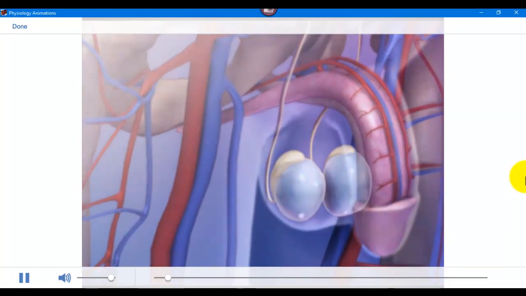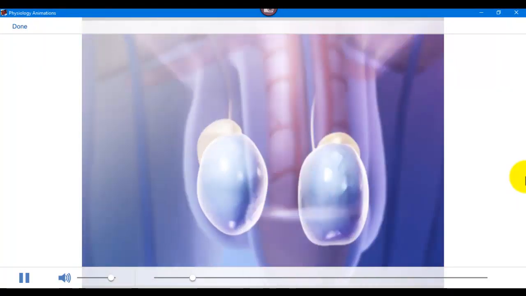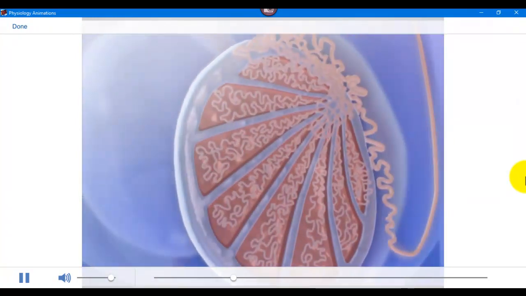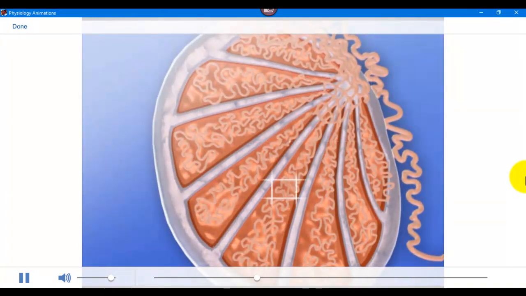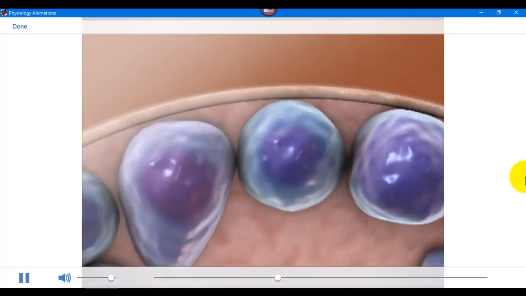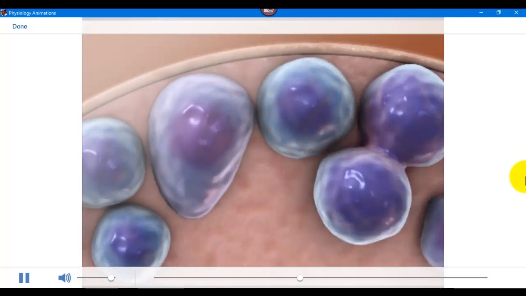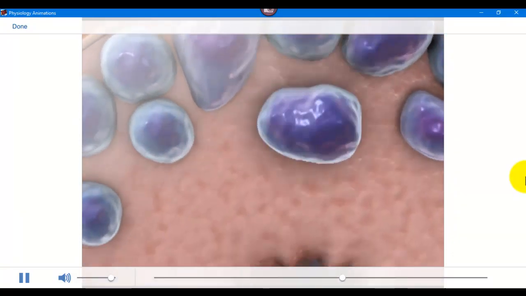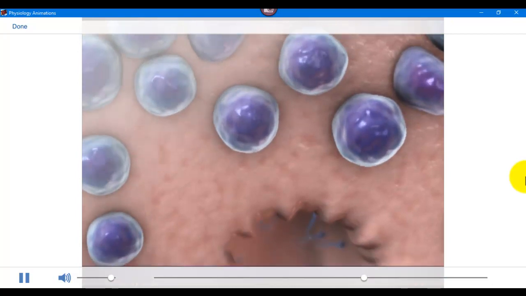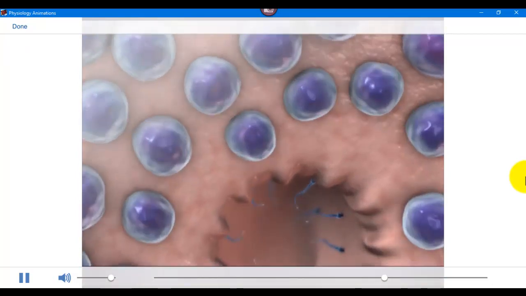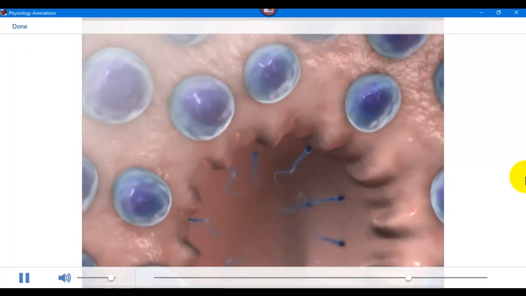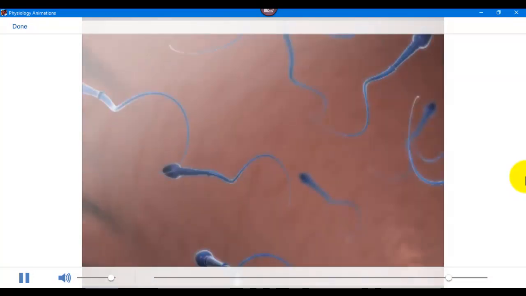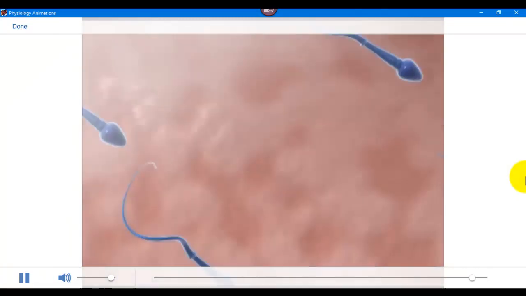The testes constantly produce sperm, the male sex cells. Production begins within the seminiferous tubules, where stem cells, called spermatogonia, develop into immature sperm. Each 46 chromosome spermatogonium divides through mitosis to produce primary spermatocytes. These cells divide by meiosis to become 23 chromosome cells called secondary spermatocytes, then spermatids. This multi-step process, called spermatogenesis, produces the 23 chromosome immature sperm cells that mature in the epididymis.